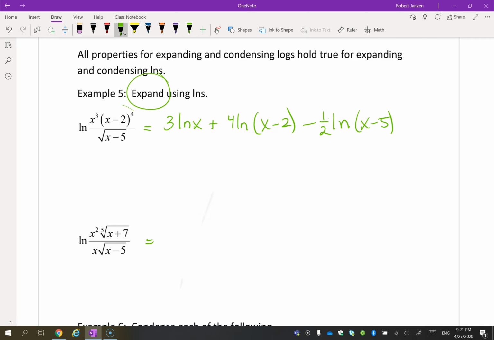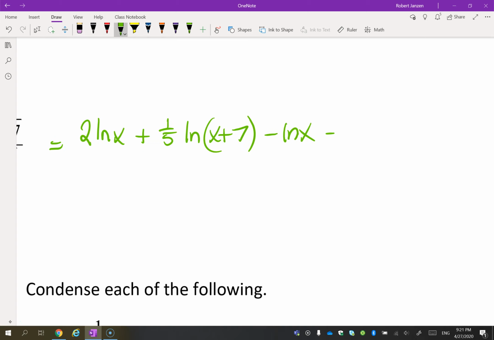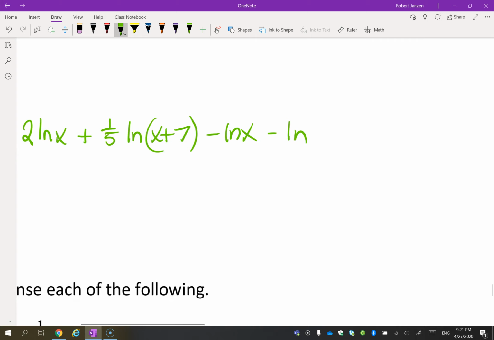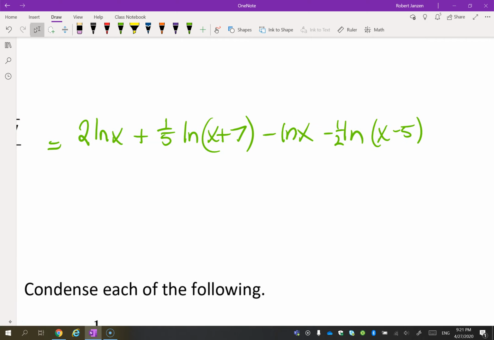Okay, let's try this one. So this is going to be 2 natural log of x plus 1/5 natural log x plus 7 minus natural log of x minus the natural log of x minus 5 and the power of a half. We'll go in the front like that. Okay.